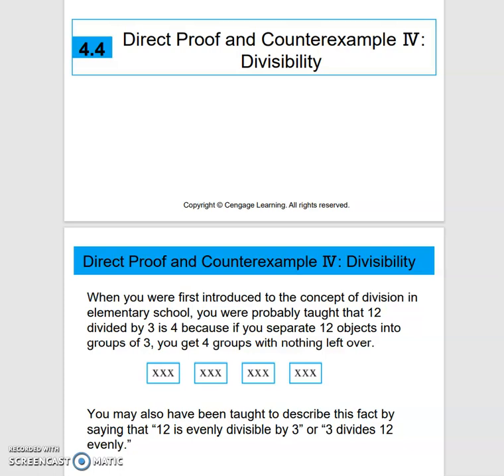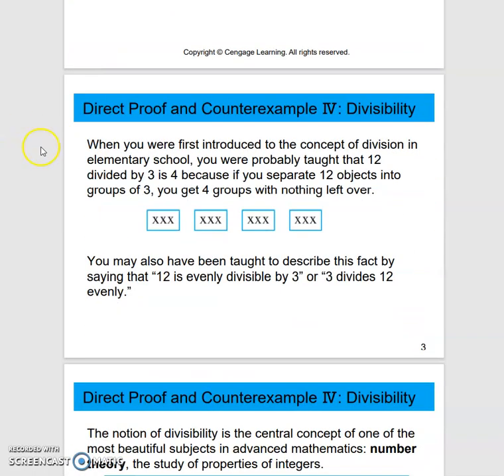Section 4.4, Part 4 of direct proof, divisibility. So what does it mean to divide? Again, basically think of that as groups. So here we have an example. We've got 12 objects, and we are dividing them into 4 groups, each of which have 3.